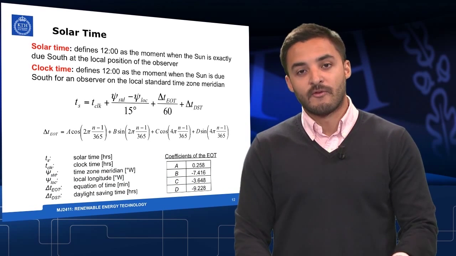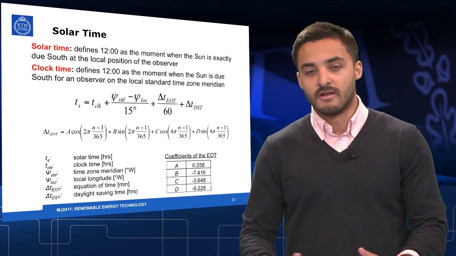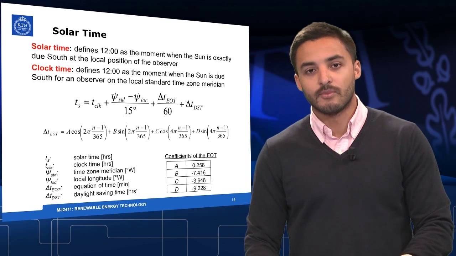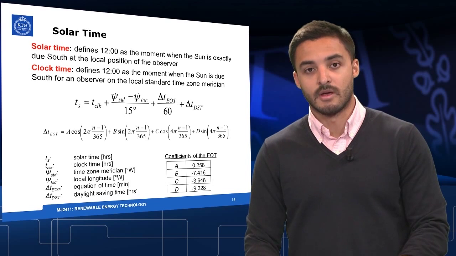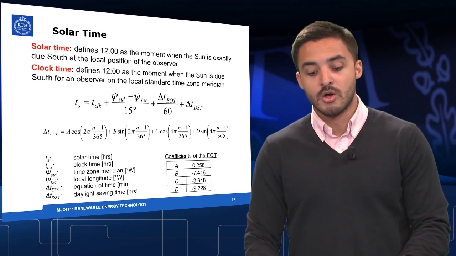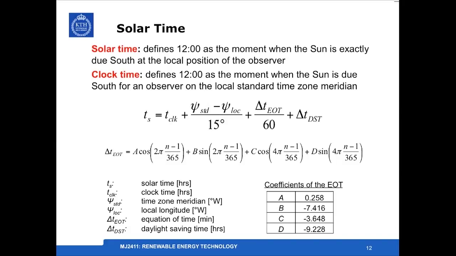Now, when performing solar power plant design or any calculations regarding solar, it's important to know that there is a difference between the clock time and the solar time. The one we use for solar power calculations is called solar time, which defines noon, or 12, as the moment when the sun is exactly due south at the local position of the observer. Whereas clock time defines noon as the moment when the sun is due south for an observer on the local standard time zone meridian.